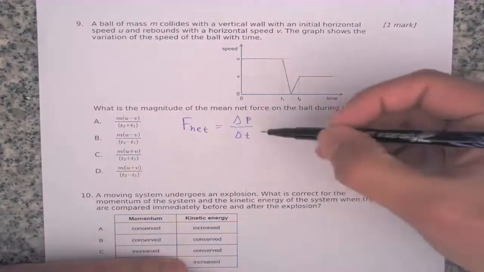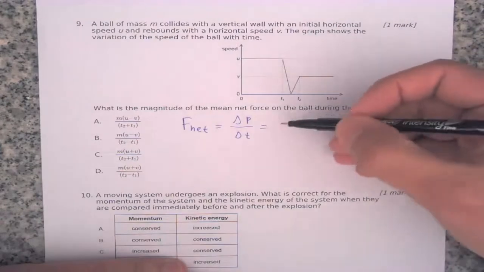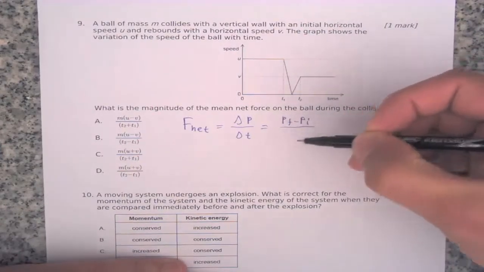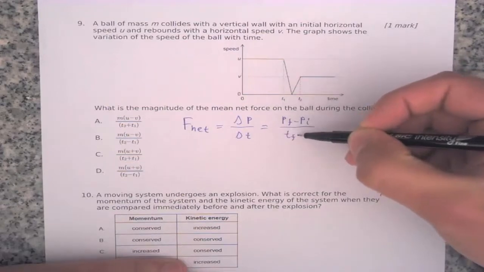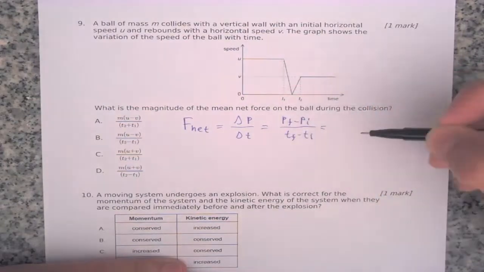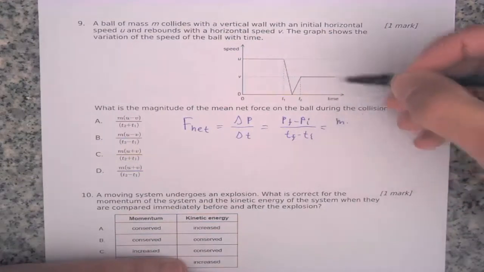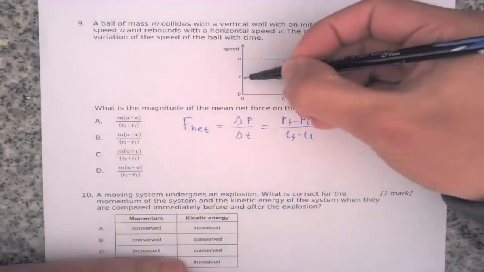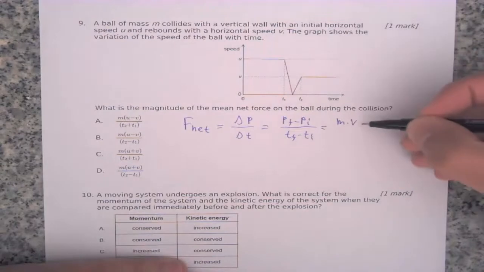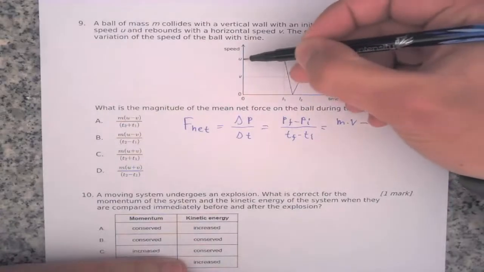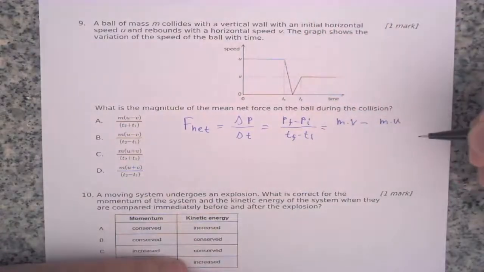So what is the delta P and what is the delta T? Of course, it's a change in momentum: P final minus P initial, and for the time we have T final minus T initial. And what are they? P final, we have the mass of the object times the velocity of the object. You see it's V from the diagram. Minus P initial, it is the mass of the object times the U speed, because this is what it has initially.